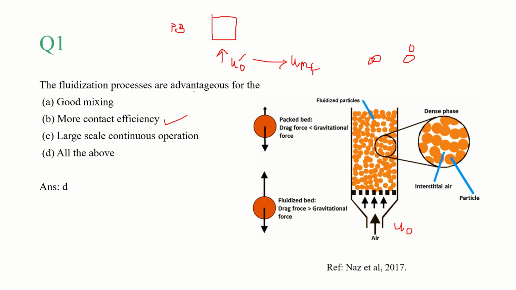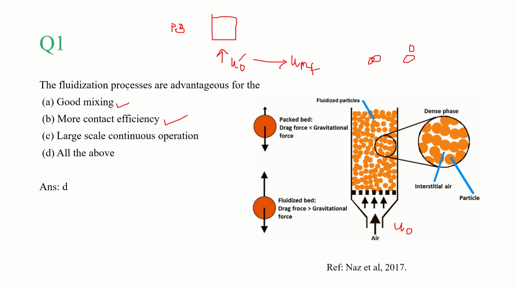And the next thing is, consider that we are passing the fluid inside the fluidized bed. Depending on the velocity of the fluid, the particles keep on moving, so there would be good mixing among the particles. This is also one of the advantages, and this process can be scaled up to a large scale setup. That is, it is advantageous when we are going for large scale.